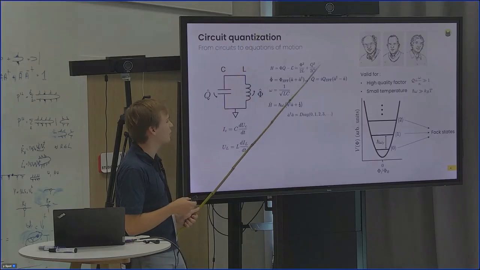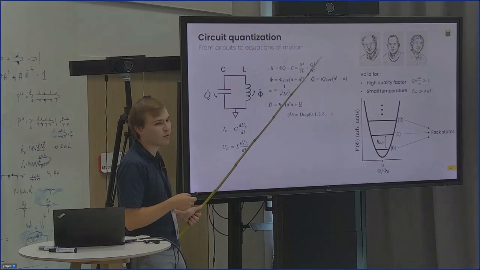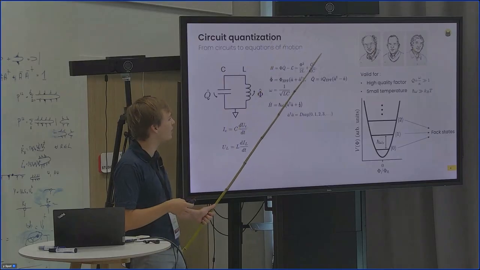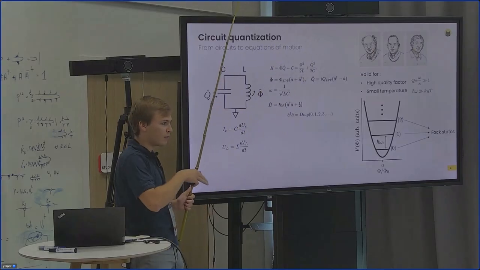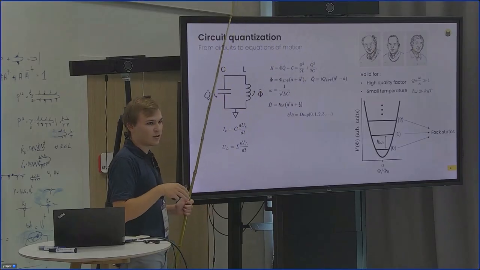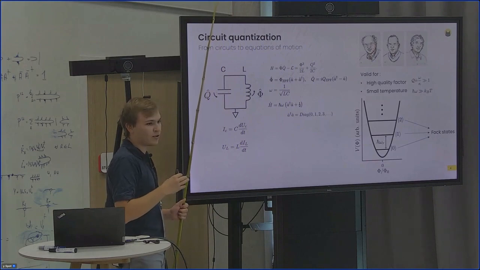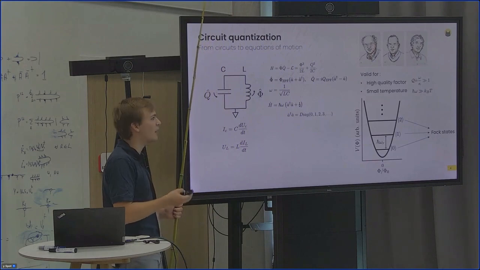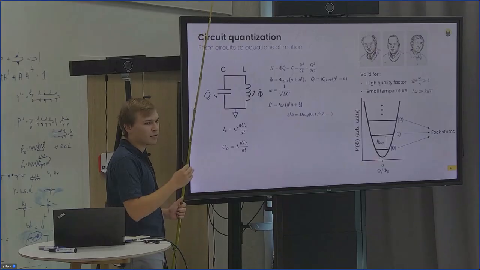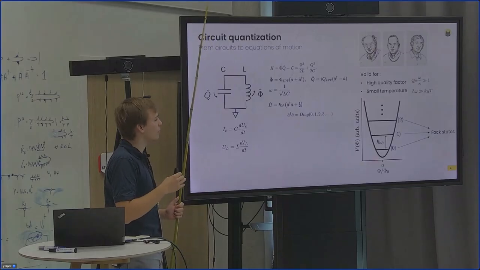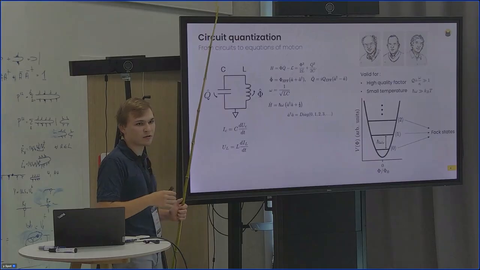So this only works under the assumption that your system is very well isolated from the outside world. So you have a very high quality factor. So basically your system is able to keep its energy for a long time, and you work at a very small temperature so that your system is superconducting, and as well, you are well below the gap of energy so that your system is dominated by quantum fluctuations and not by the thermal excitation.